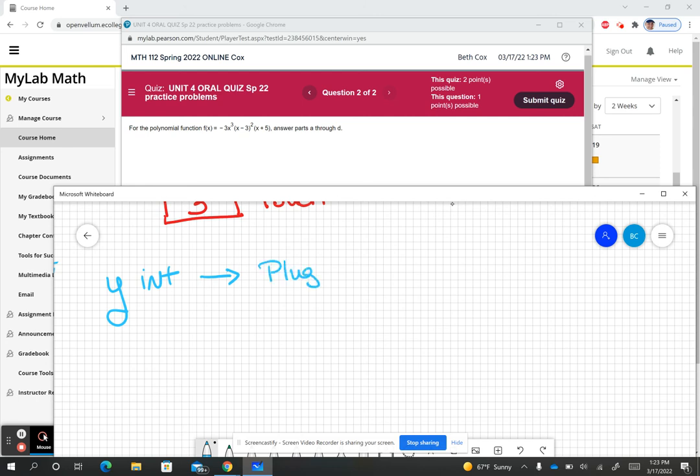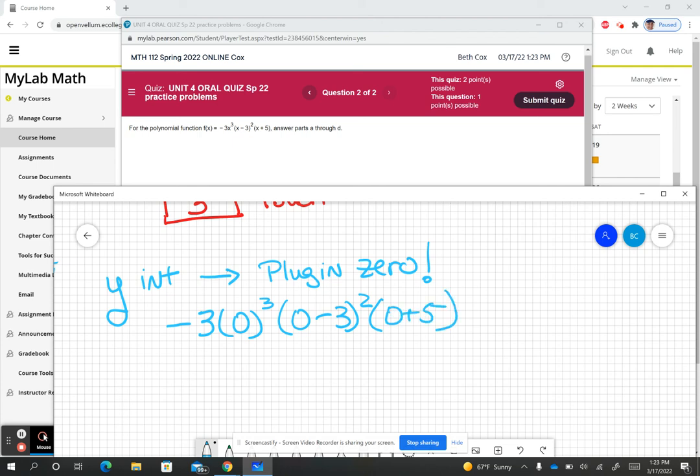The y-intercept, you actually plug in 0. So that would be negative 3, 0 to the third, 0 minus 3 to the second, 0 plus 5. Plug in 0. This is multiplication. So this is negative 3 times 0 times 9 times 5. Think about where that 9 came from. All right, and since 0 is just going to be 0, the y-intercept for this one is 0.